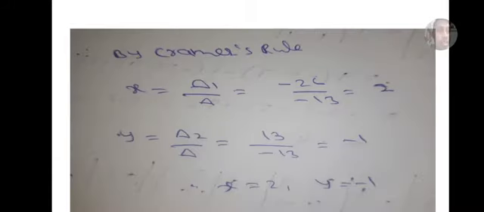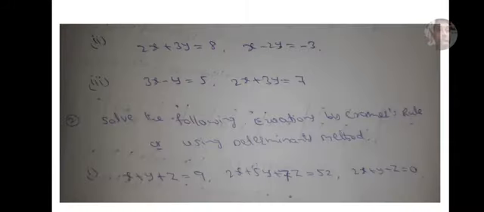Next, homework problems. The second problem: 2x plus 3y equal to 8 and x minus 2y equal to minus 3. The third one: 3x minus y equal to 5, 2x plus 3y equal to 7. These two problems are homework.